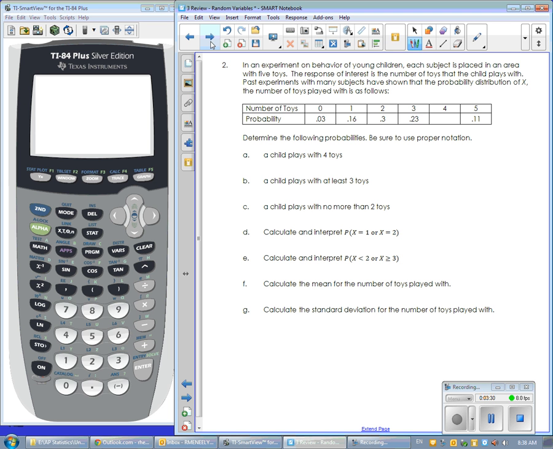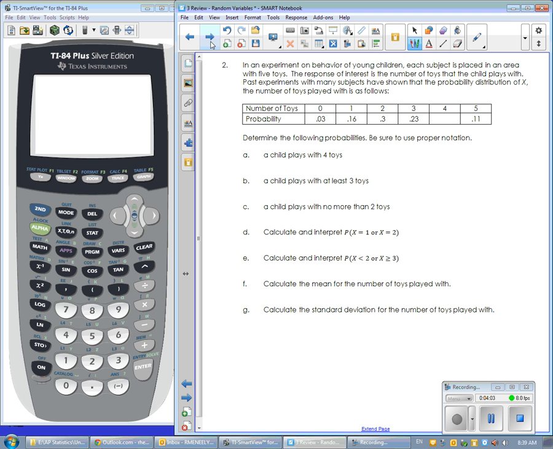Okay, and number 2, it says in an experiment, I think we saw this in one of our homework problems, in an experiment on behavior of young children, each subject is placed in an area with 5 toys. The response of interest is the number of toys that the child plays with. Past experiments with many subjects has shown that the probability distribution of X, the number of toys the child plays with, is given by the following table. So obviously this is considered a discrete random variable. We can see that there are a distinct number of outcomes, and it's limited to 5. So a child can play with between 0 and 5.